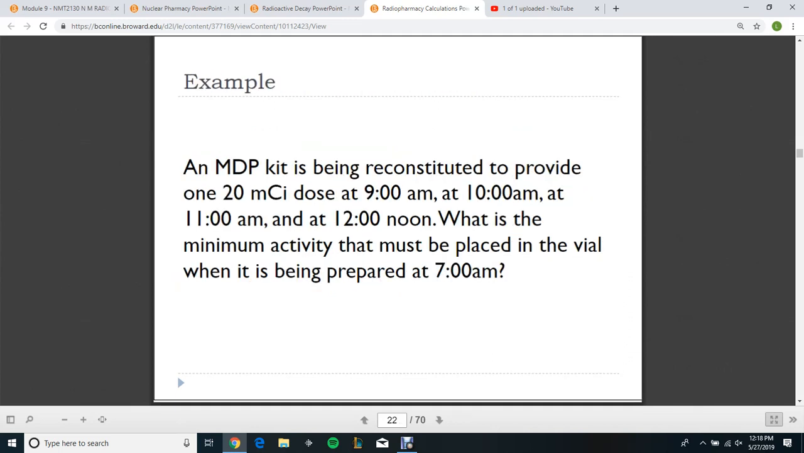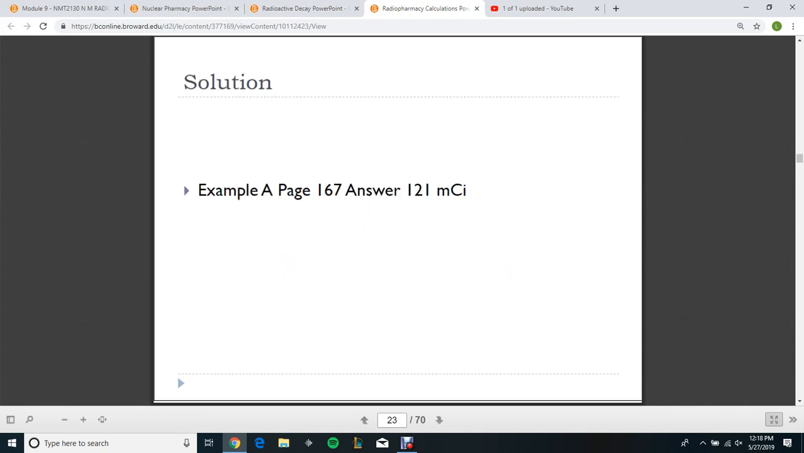An MDP kit is being reconstituted to provide one 20 millicurie dose at 9 a.m., at 10 a.m., at 11 a.m., and at noon. What is the minimum activity that must be placed in the vial when it is being prepared at 7 a.m.?